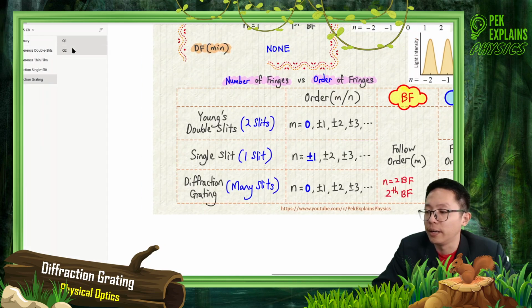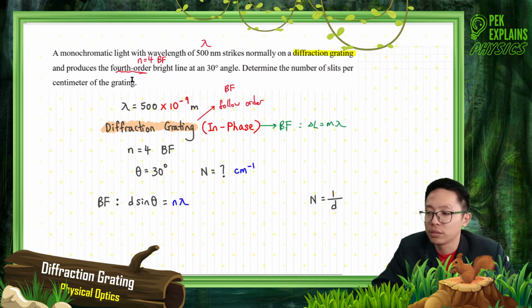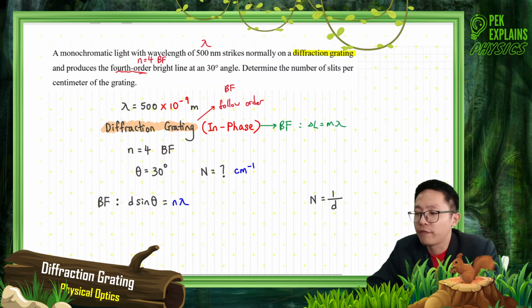So look at this one again. This is a fourth order bright fringe. Bright line or bright fringe is the same. That means bright fringe always follows order. So this is also considered the fourth bright fringe. The fourth order bright fringe is also the fourth bright fringe.